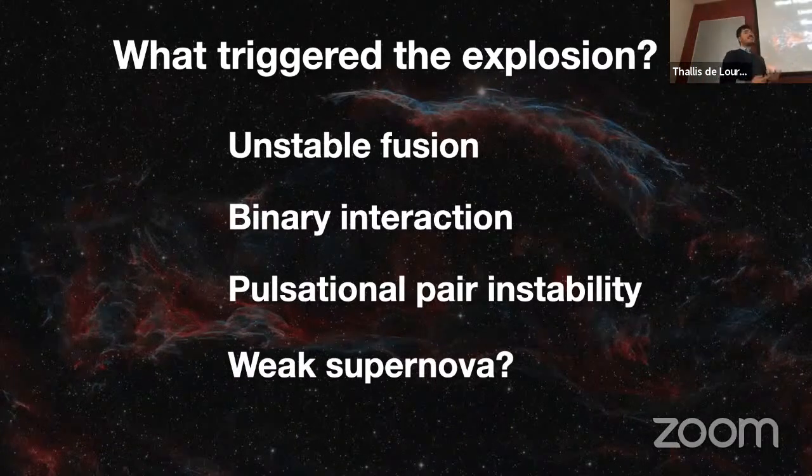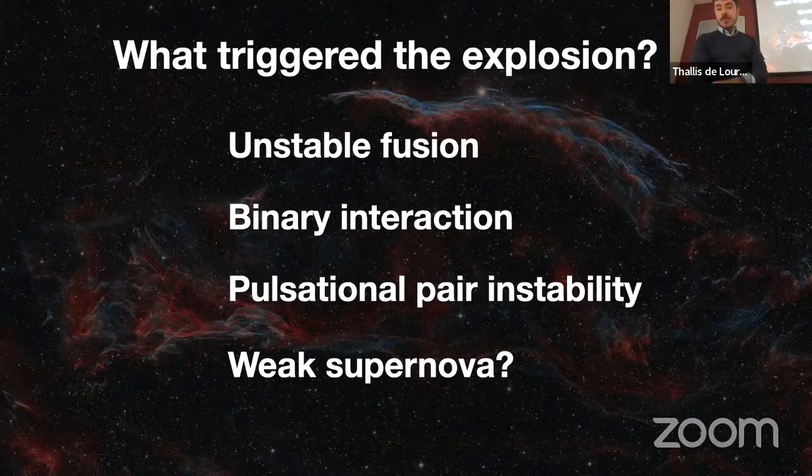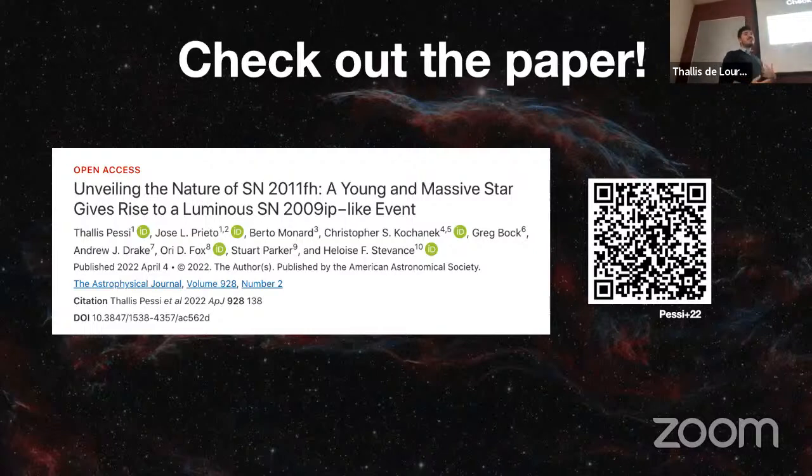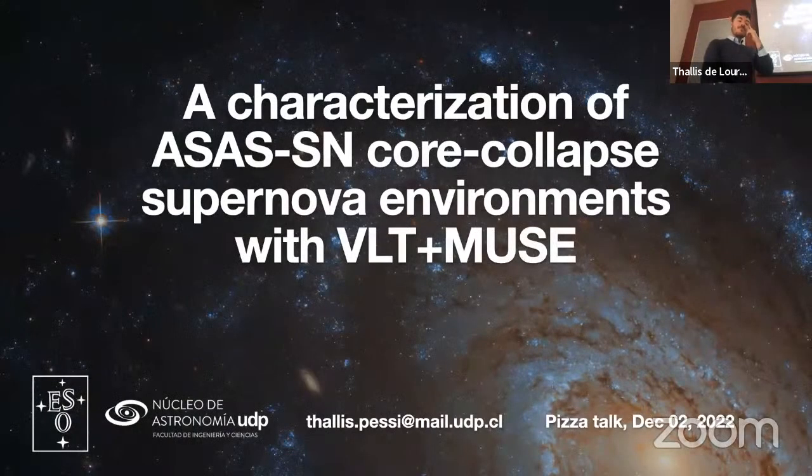So a star that collapsed directly to a black hole does not produce a strong explosion, but we see this very weak interaction with the circumstellar material. So if you want to know more about this event, more analysis and more possibilities, you can check out the paper. I think the questions will be at the end, right? Yeah, so I can move to the next project.